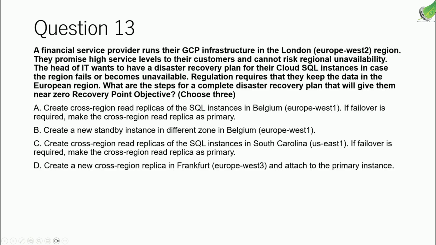Let's look at option C. This is immediately incorrect. It directly violates the legal requirement to keep data within Europe. South Carolina is in the United States, so this option is not viable.